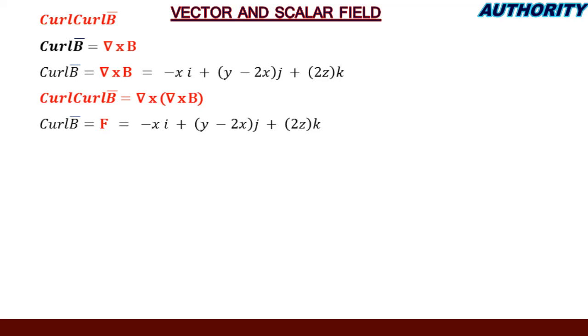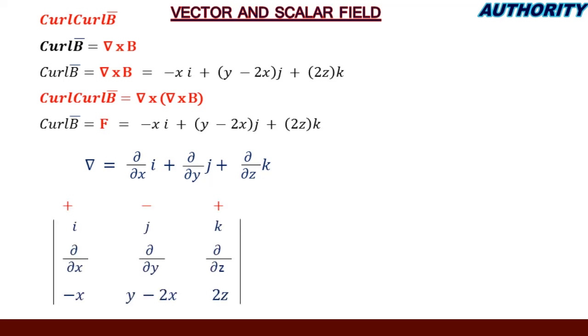Now let's also use the matrix. But don't forget that this operator del is the partial derivative with respect to x, with respect to y, with respect to z on the i, j, k components respectively. Now let's use the matrix method. We're going to have i, j, k in the first row, then the del in the second row, and then our F on the third row.